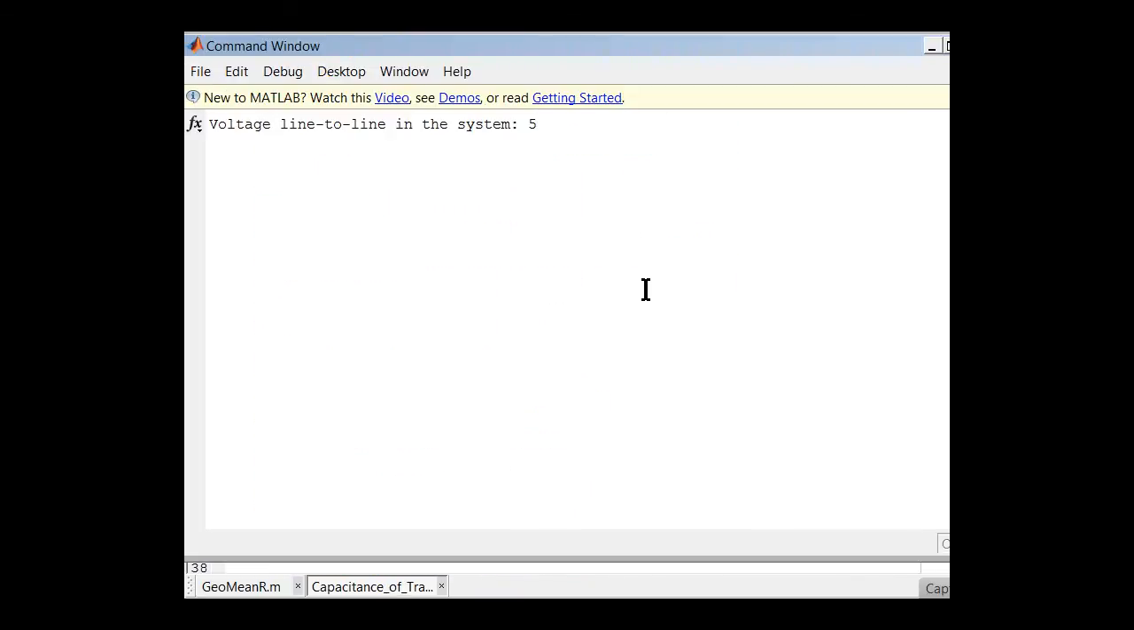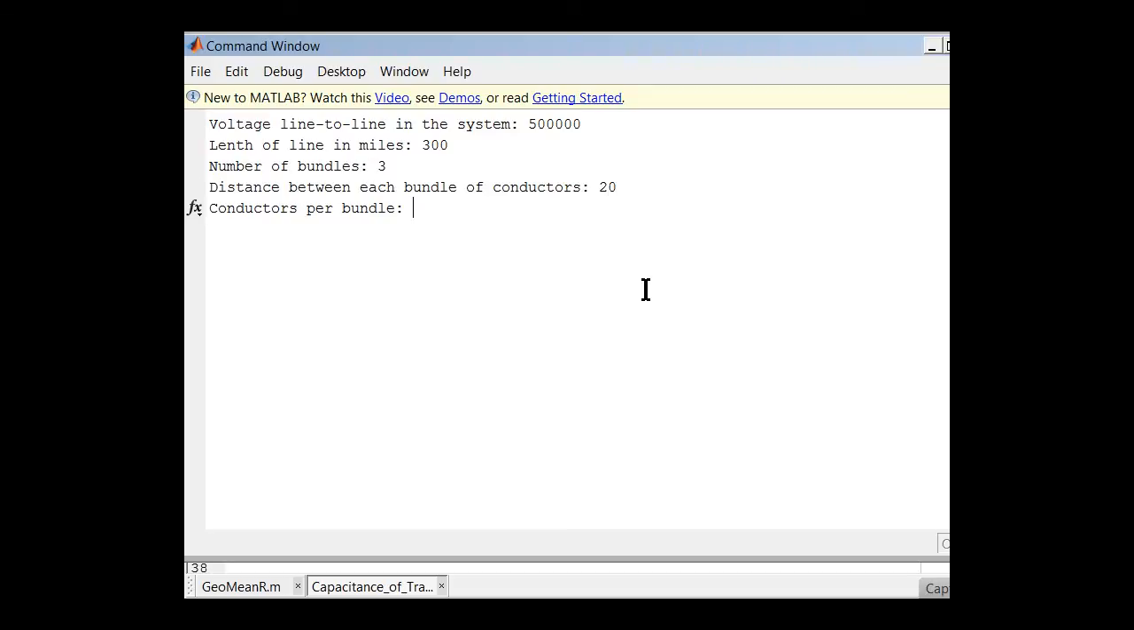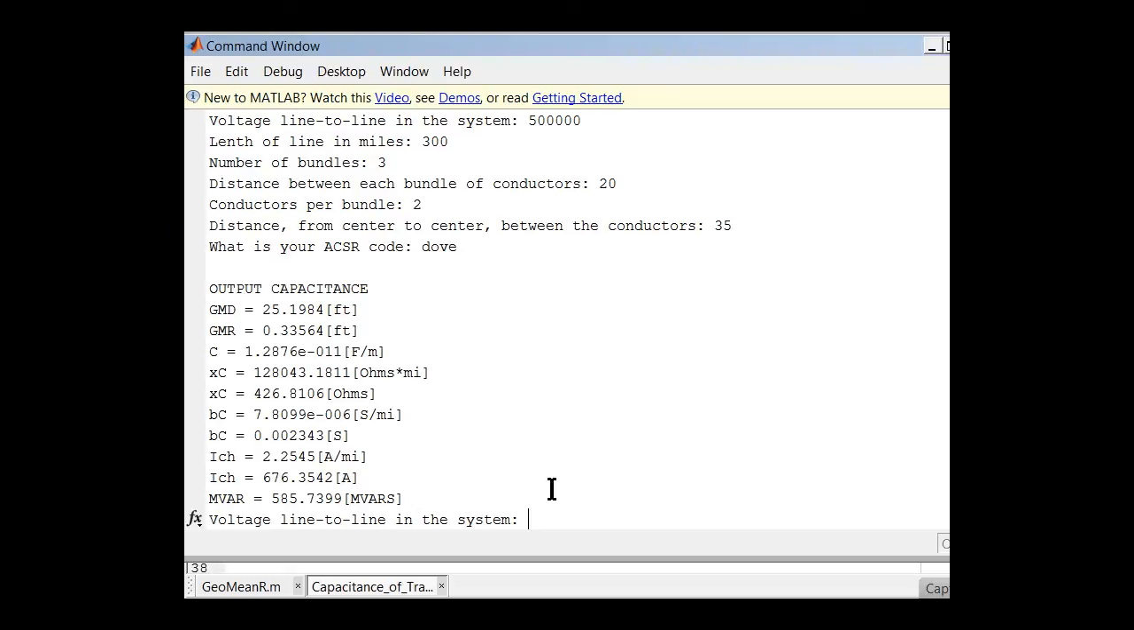Let's say the voltage is 5,000. Let's say we have a 300 mile transmission line. Number of bundles, we have 3. Distance between each bundle is 20. And number of conductors per bundle is 2. Distance from each other is 35 feet. And let's say we're using ACSR. There we go. And that concludes our tutorial video.